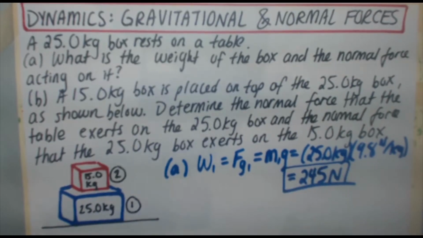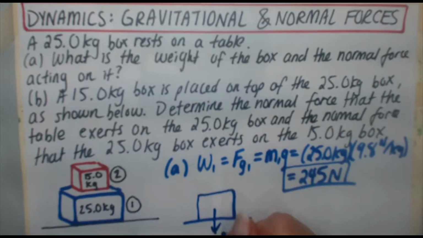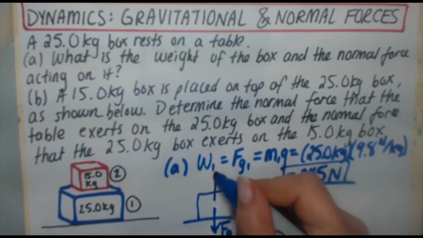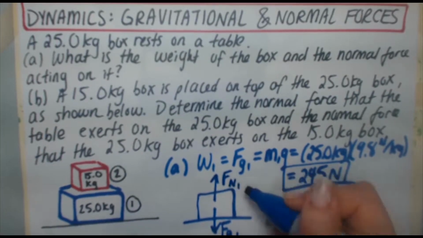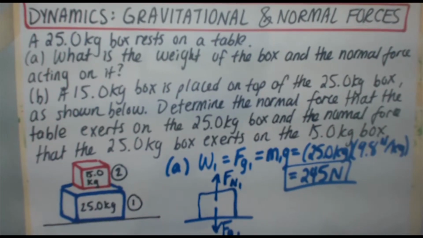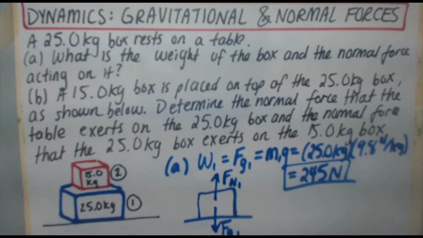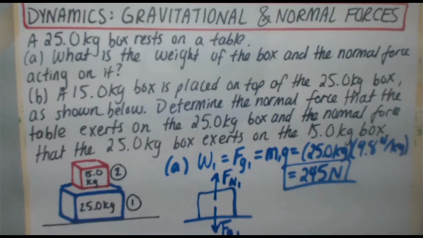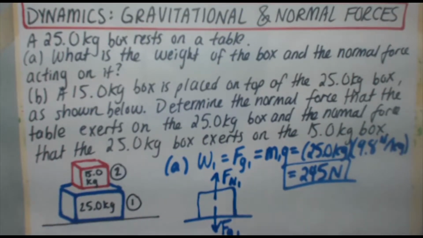Now, for the next part, what is the normal force acting on it? So here's what we want to look at. You've got box 1 sitting on a table, and you've got some forces acting on it. You've got the gravitational force, Fg1, acting on it. Now, you have another force acting on it, right? The table's pushing back up on the box. According to Newton's third law of action-reaction forces, when object A applies a force onto object B, object B applies an equal in magnitude, opposite in direction force back onto object A.